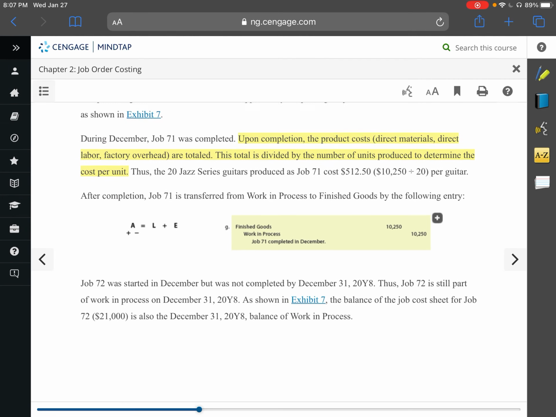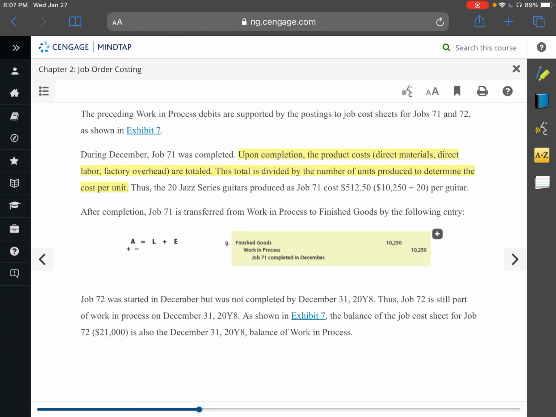Okay, it says job number 72 was started in December, but was not completed. So it's still part of the work in process inventory. So we would not move it over until that job is complete.